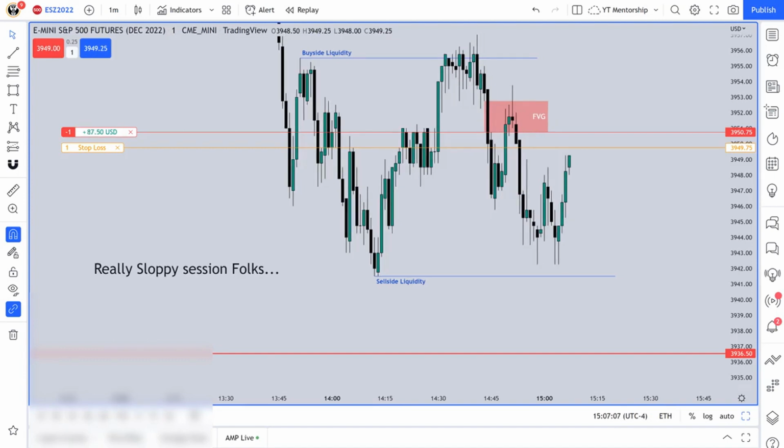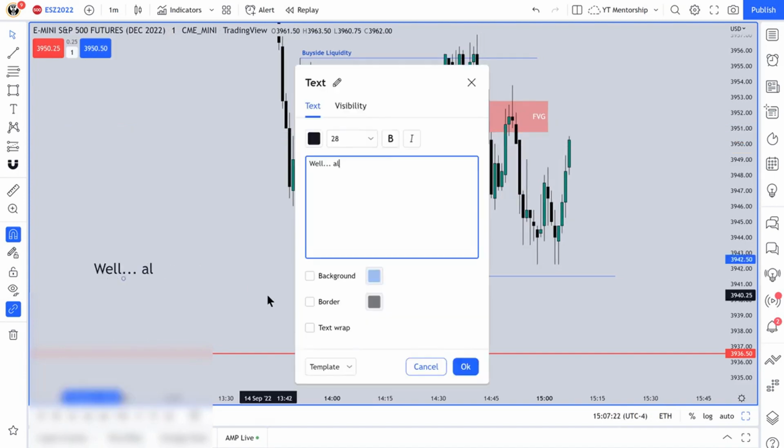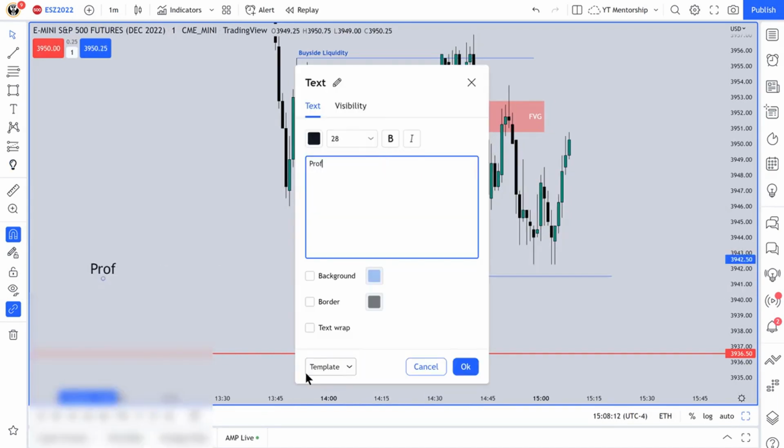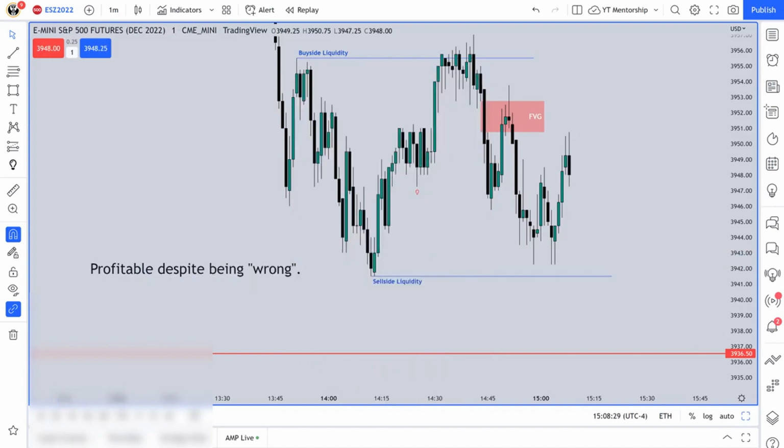And the stop's about to get taken. There you go. So not bad for adding another 2,000 almost on the day. There's the shift in market structure. Hope you found it insightful.